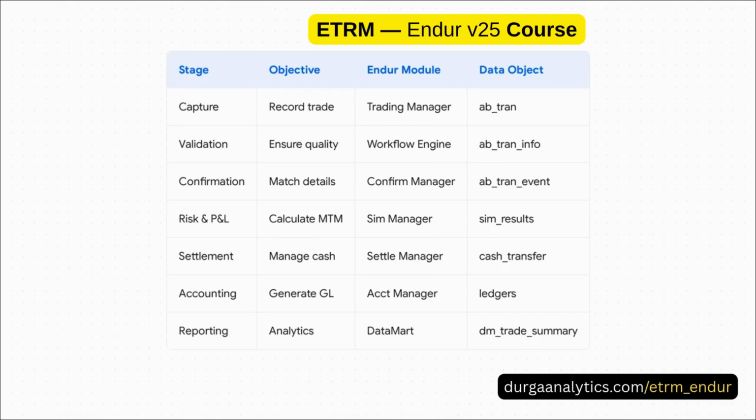In this table, this right here is the Rosetta Stone for the trade life cycle in Endur. It's brilliant. It perfectly connects the business objective of each stage, like capture, to the specific Endur module that handles it, in this case the trading manager, and, most importantly, to the primary data table where this all lives, the famous AB-TRAN table. This is the blueprint we're going to be following.